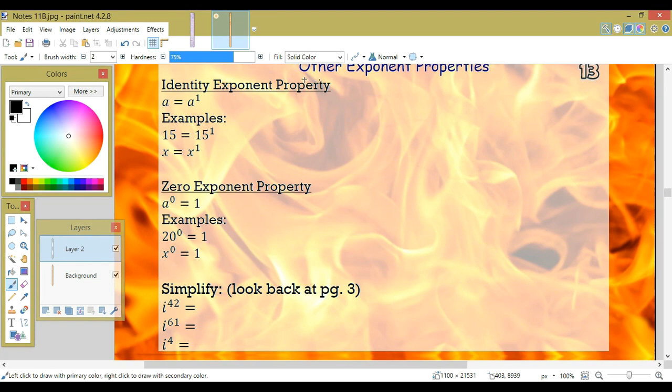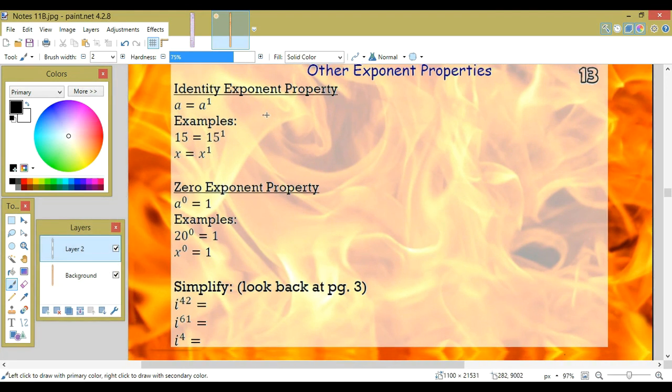Page 13, other exponent properties. We have the identity exponent property. A is just equal to a to the first power. Here's some examples. We have the zero exponent property. Anything to the 0 power is 1, unless it's 0 to the 0th or something. But any other number to the 0 power is 1. 20 to the 0 power is 1. X to the 0 power is 1. 3,600 to the 0 power is 1. Simplify these.